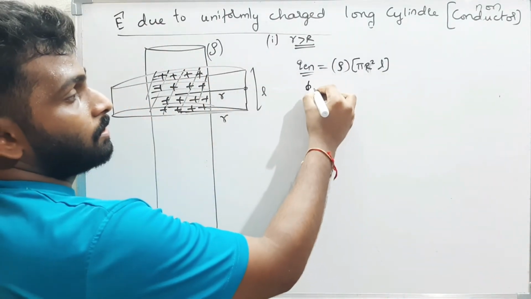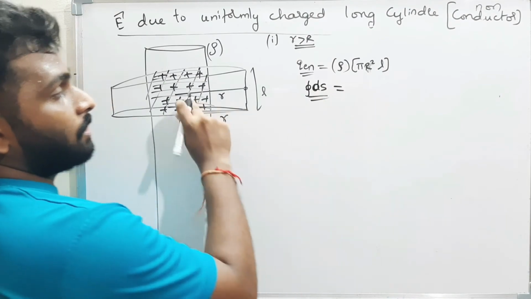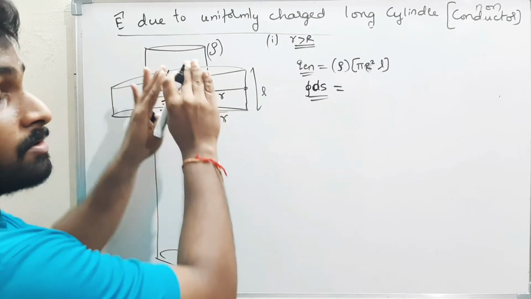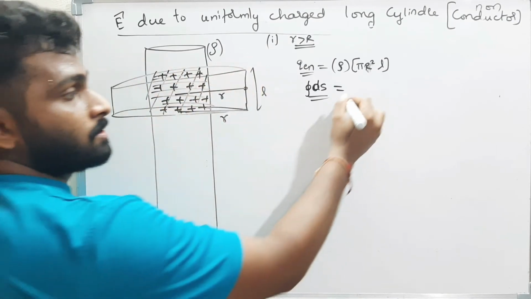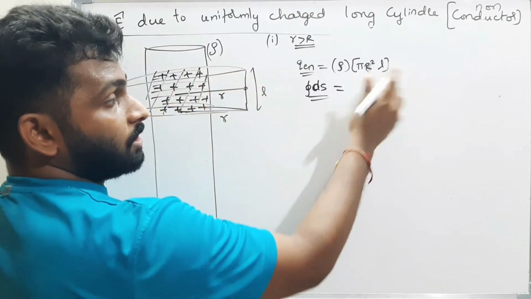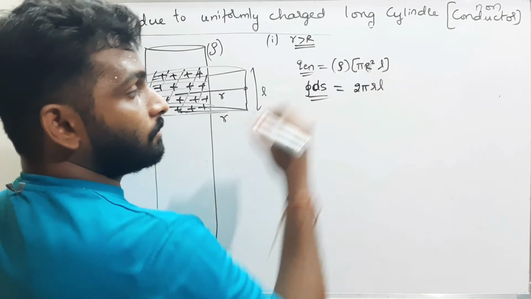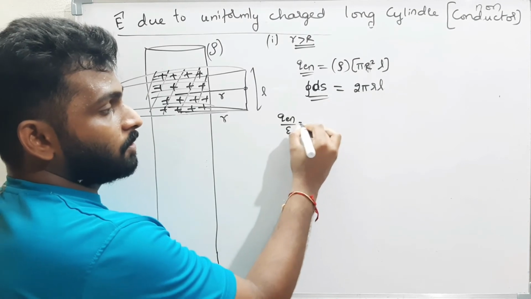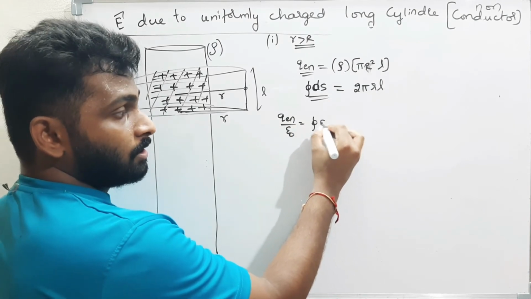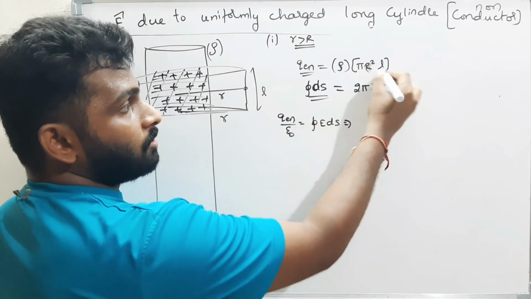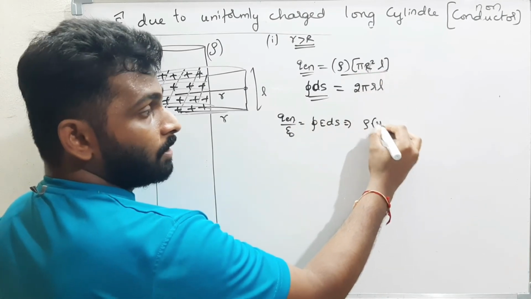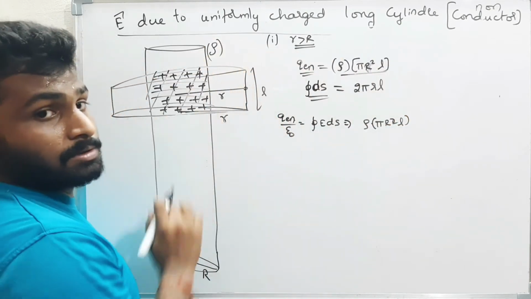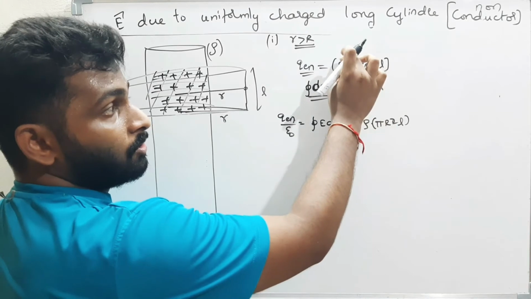Now, what is the area of the Gaussian surface? What is the cross-section area of the Gaussian surface? The cross-section area is 2 pi small r into L. Therefore, use the formula: Q enclosed by epsilon naught must be equal to the surface integral of E dot ds. Q enclosed is nothing but rho pi R square into L. This is the volume of the cylinder present in this Gaussian surface, and when I multiply that volume by rho, that is the charge.